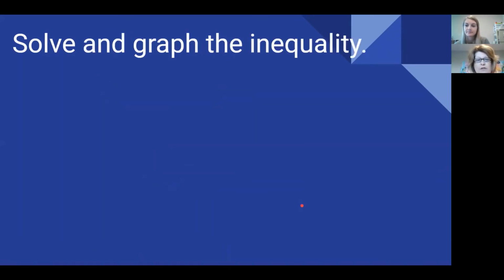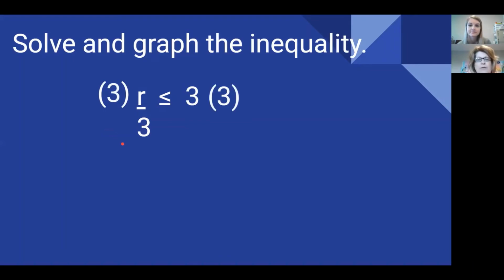Okay, we're going to graph this one. I think this is our last one. So we have a number R divided by 3 is less than or equal to 3. And I want to get rid of, of course, the divide by 3. So the inverse of divide by 3 is multiply by 3. So I'm going to multiply by 3 on the left and multiply by 3 on the right.